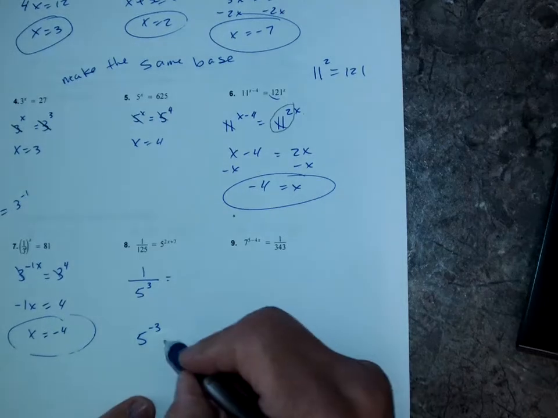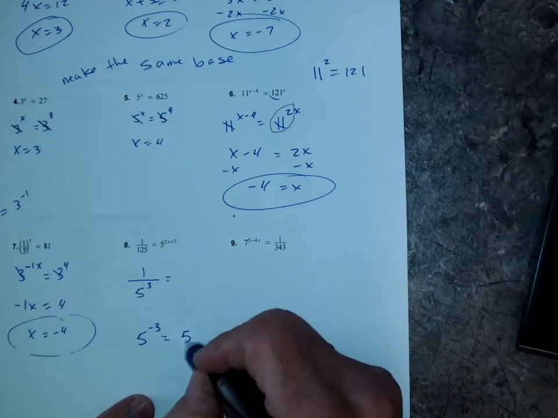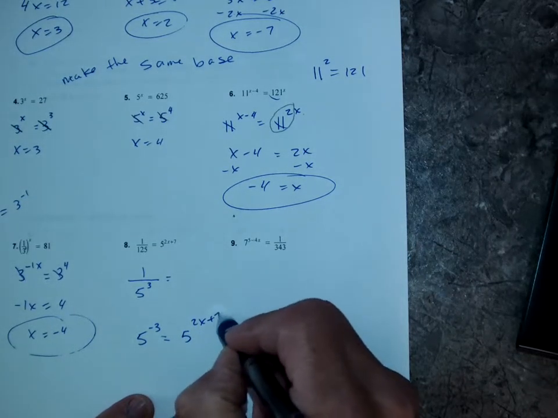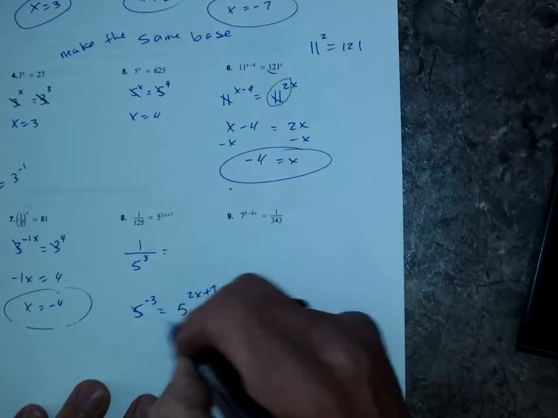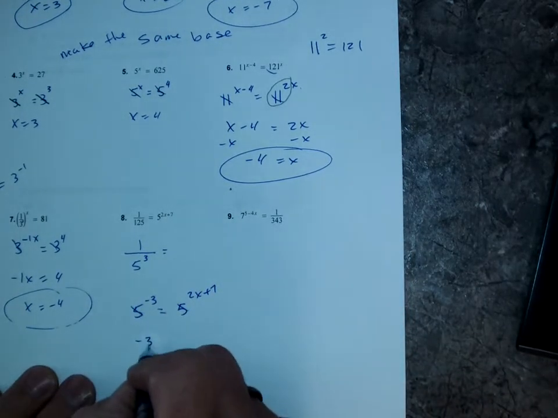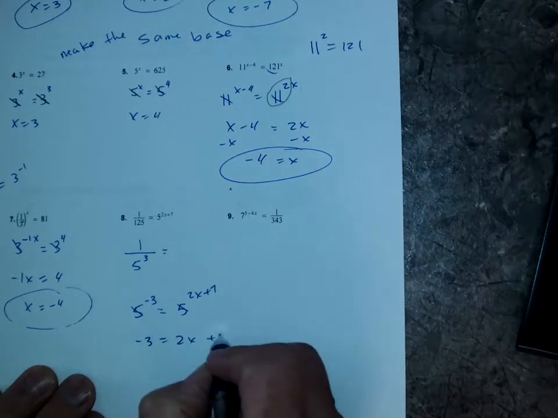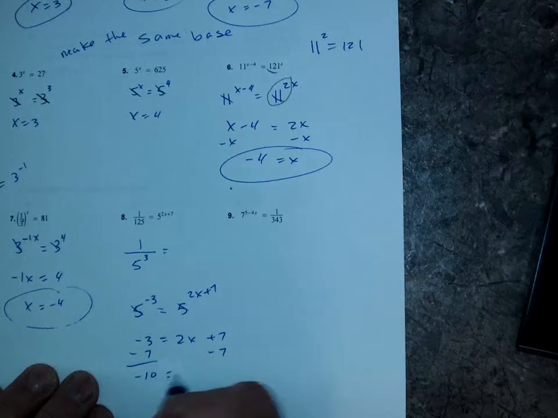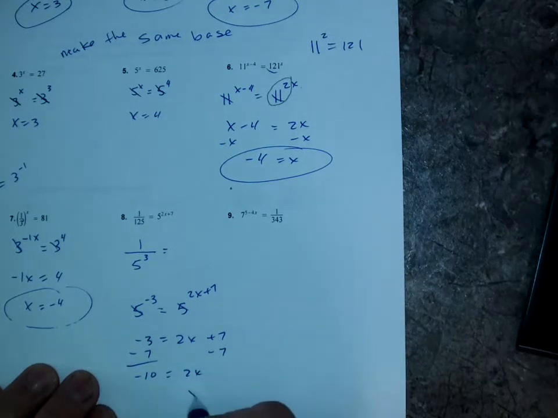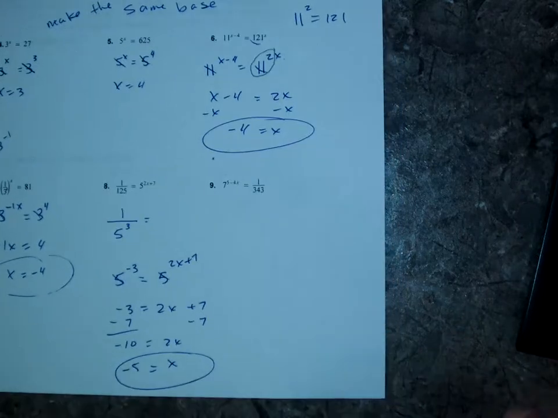Okay, what does that equal? Well, it equals a 5 to the 2x plus 7. Okay, and then I can cancel my 5's. Same base, same base. And I get a negative 3 equals a 2x plus 7 minus 7 minus 7. Negative 10 equals 2x. Divide by 2, divide by 2. X is equal to negative 5. Okay. Again, if I get going too fast, just pause it, think about it, and then start again.